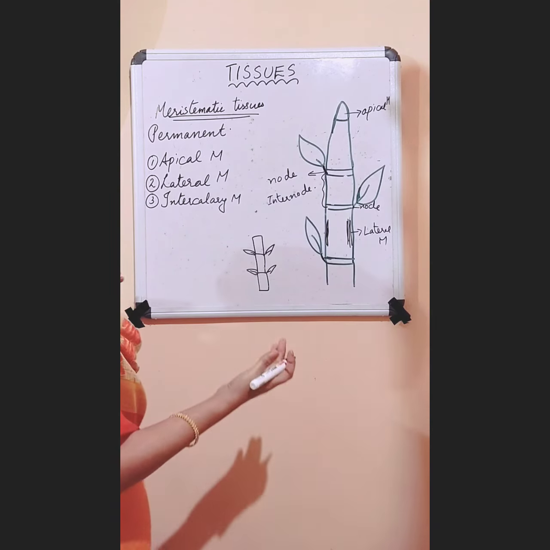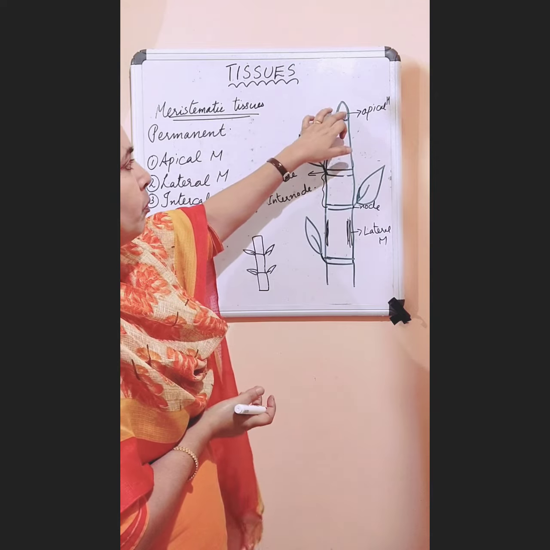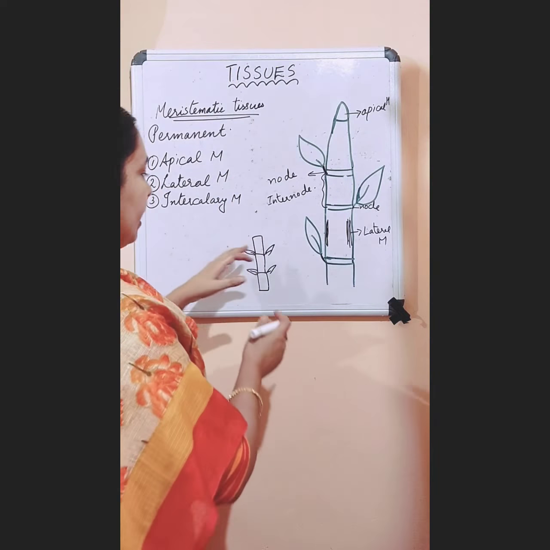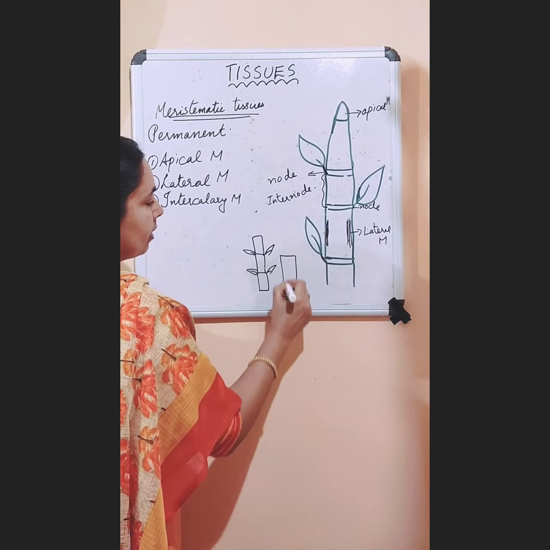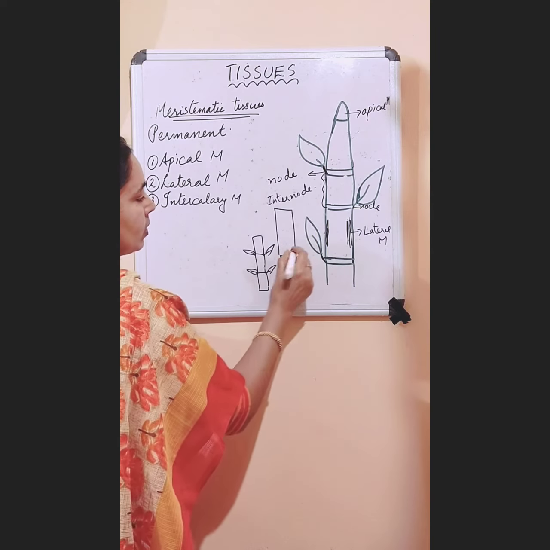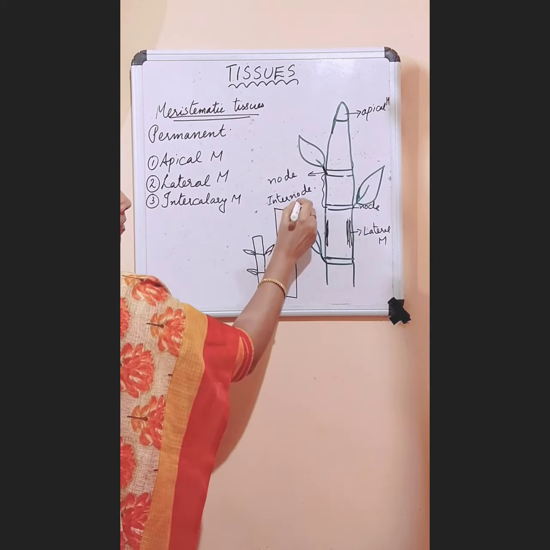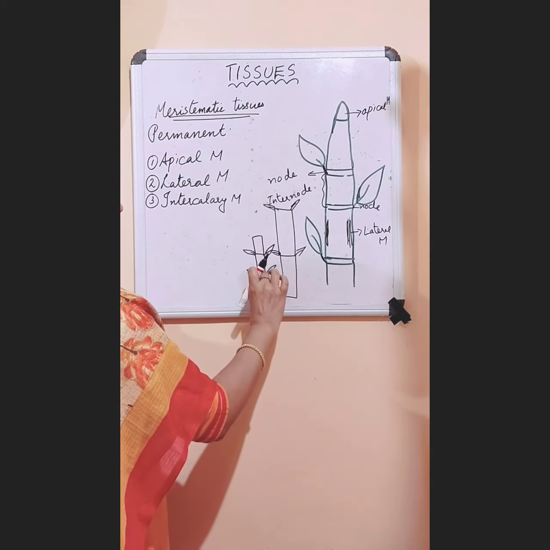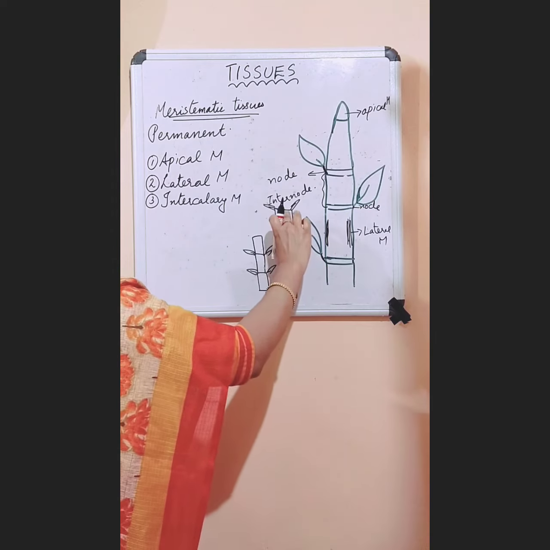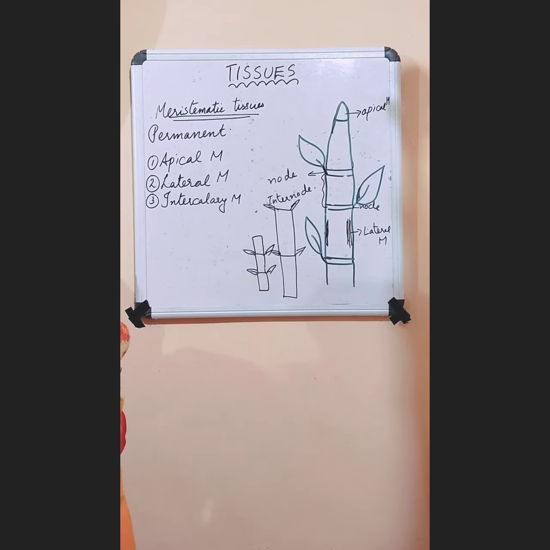But in other plants, the tip will grow. But here in bamboo, you can see when the plant is growing, the length of the internodes will increase. So not only the tip, what happens? The length of this internode also increases in bamboo and grasses.